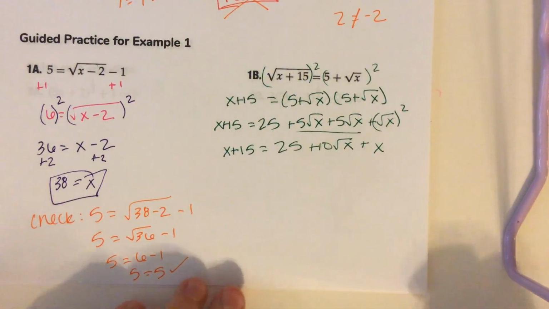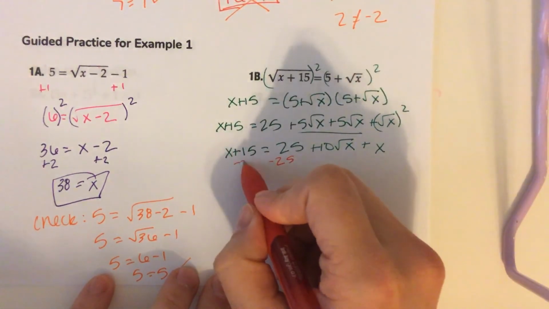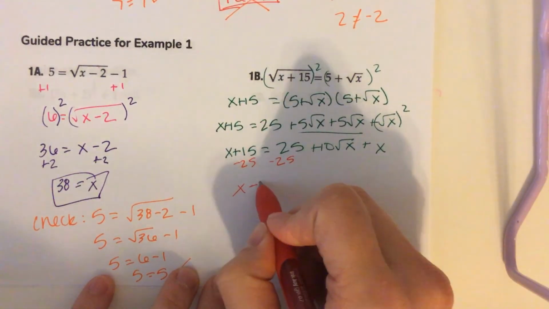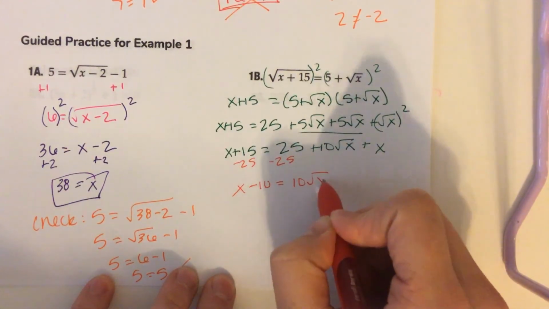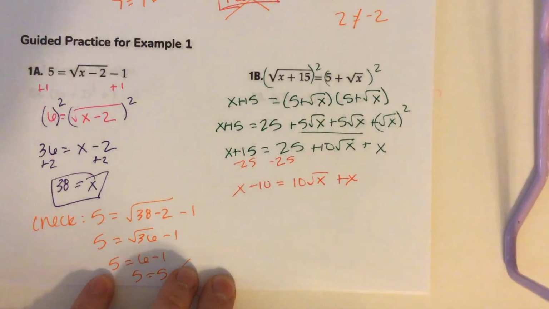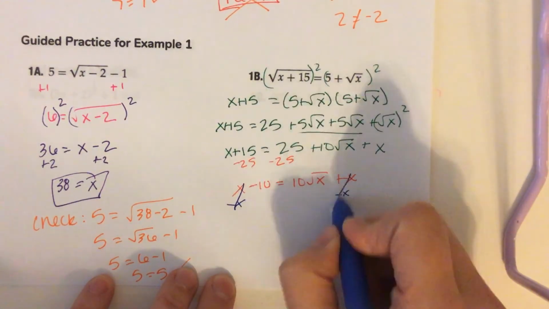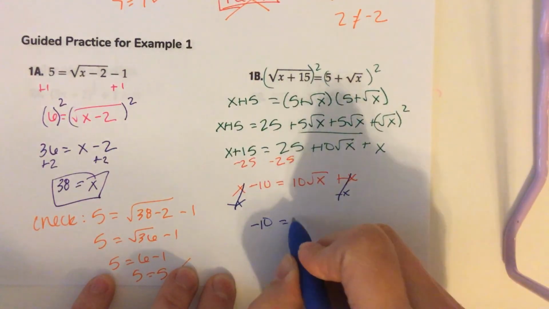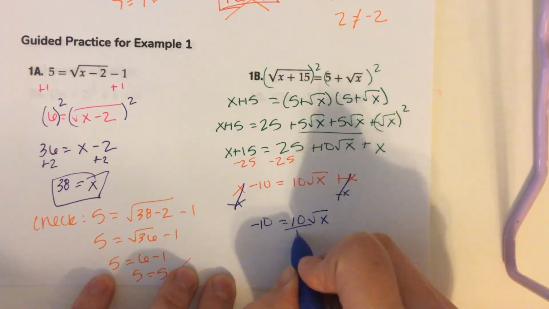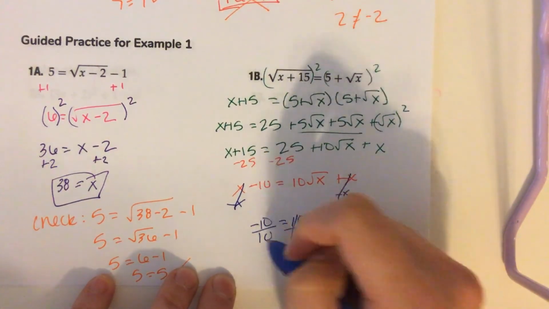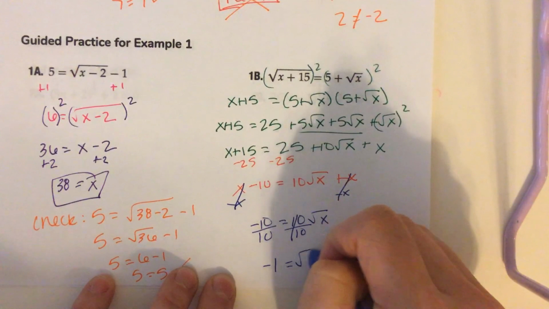So now let's just move some things around. I'm going to go ahead and subtract my 25 here to get x minus 10 equals 10 square root of x plus x. Subtract my x's. Again, those are just going to cancel, so that's good. Negative 10 equals 10 square root x. Divide by 10. This is -1 equals the square root of x.